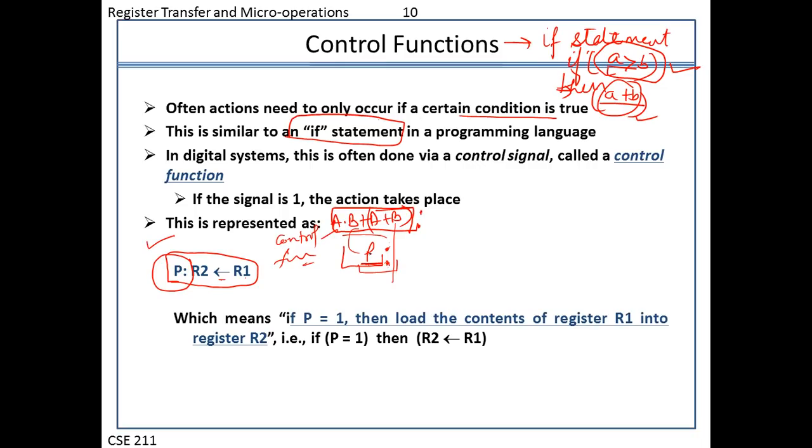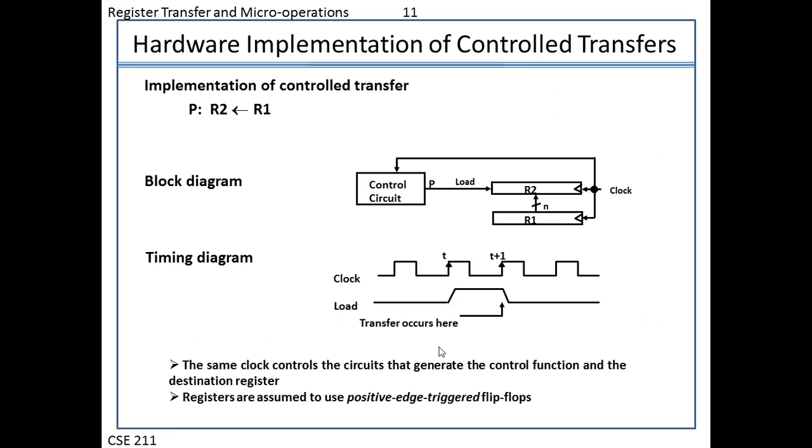If P is equal to 1, with P alone here, it means I want this value to be equal to 1. Then what will happen? Load the content of R1 to the R2 register. Only then will the data present in R1 be loaded to R2. So in simple meaning, this is what this equation represents: if P equals 1, then R1 will transfer its data to R2.